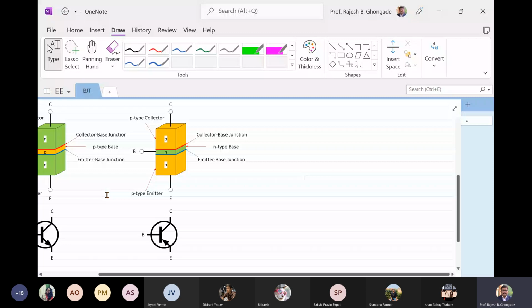Now, this arrowhead is very interesting. This arrowhead actually indicates the direction. Let's say the arrowhead indicates.